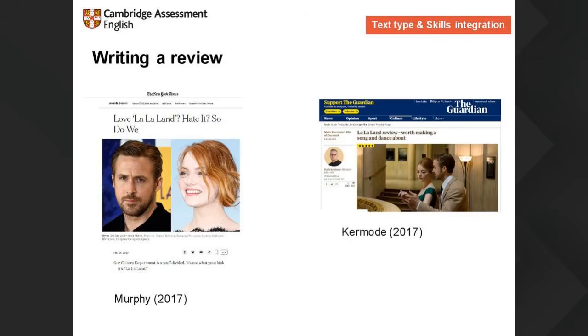Yes. And then divide the class, in this case, into 2 groups. Group A will be given Murphy's review, and Group B will be given Kermode's text. And each group reads their text and identifies what the writer sees as the film's strengths and weaknesses. And then a student from A goes on to work with a student from B, and they share their information and they compare their answers.